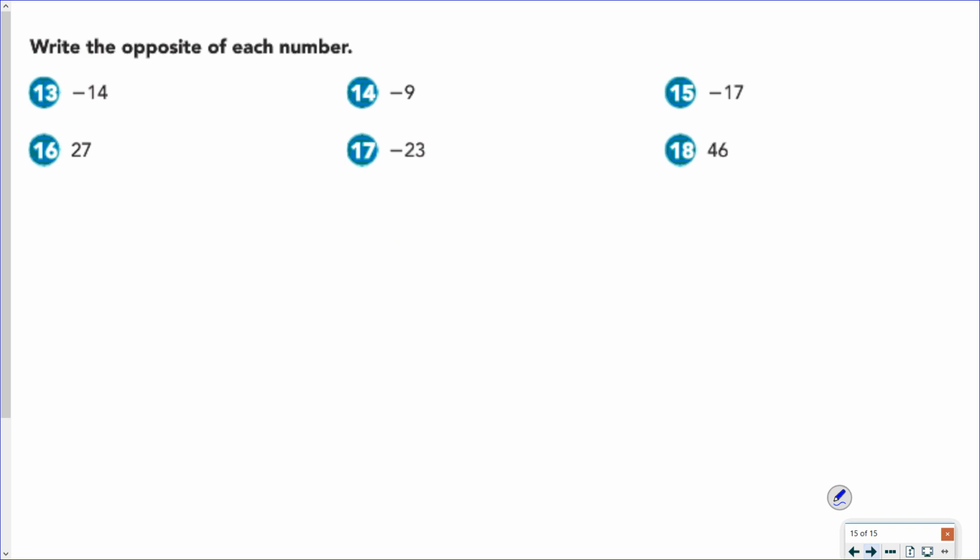And finally, you need to write the opposite of each number. Well, the opposite of negative 14 is positive 14. The opposite of negative 9 is positive 9. The opposite of negative 17 is positive 17. The opposite of 27 is negative 27. The opposite of negative 23 is 23. And the opposite of 46 is negative 46.